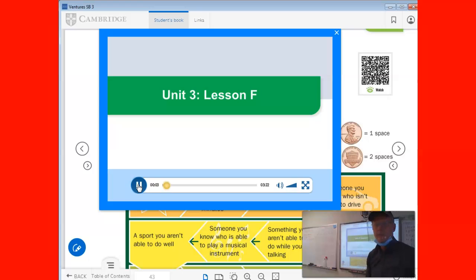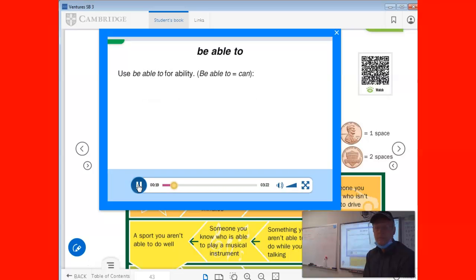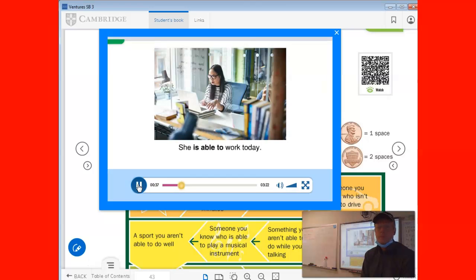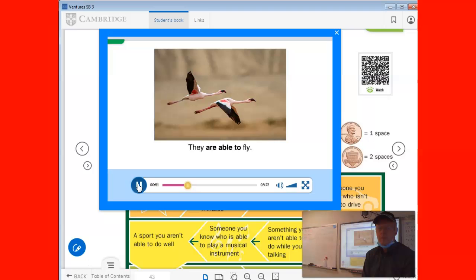Unit 3, lesson F, grammar connections. Be able to. Watch and listen. Be able to. Use be able to for ability. Be able to means can. I am able to speak English. He is able to drive a car. She is able to work today. You are able to cook very well. They are able to fly.